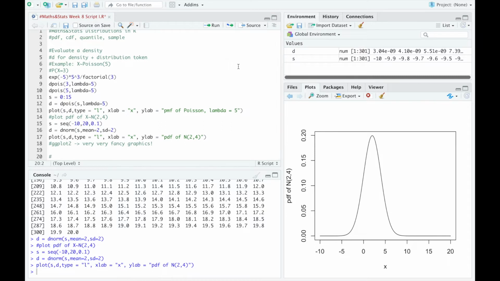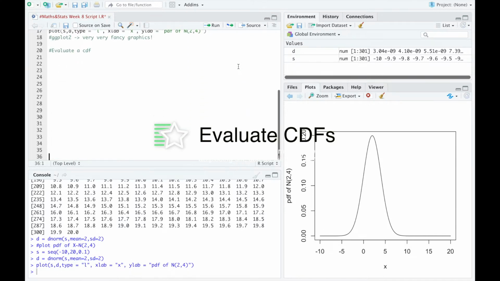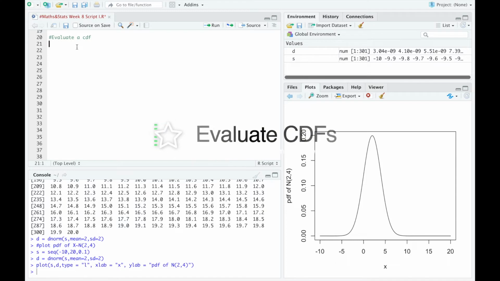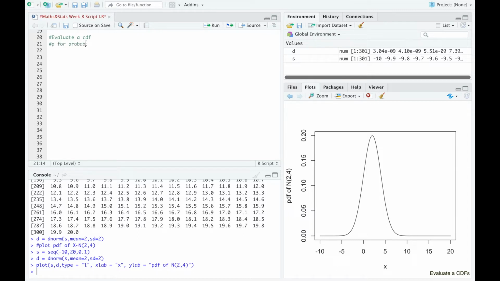The next thing we look at is how to evaluate a CDF, okay? Great. So we start straight away. So the command to do this is very similar to the PDF. So p for probability. The probability distribution is a synonym for CDF at times, plus the distribution token. Great. So we start straight away with an example.